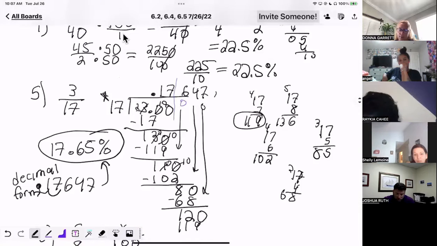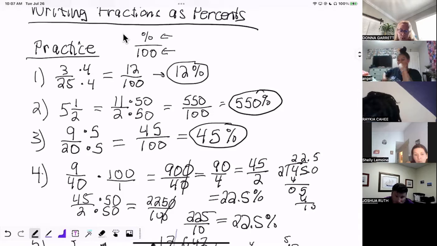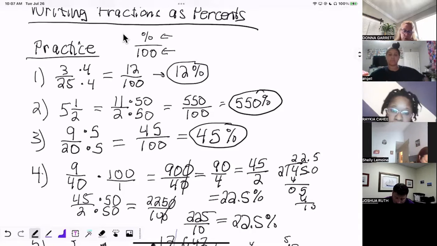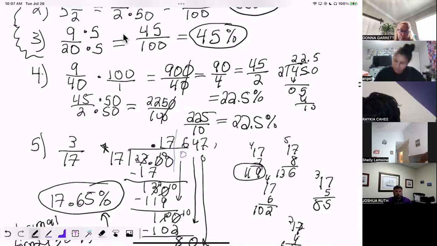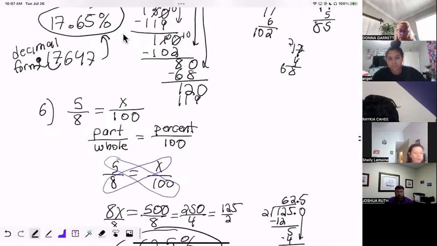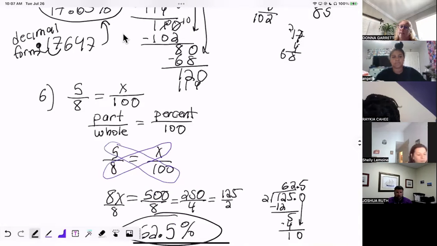Okay, so if it's already something you can multiply to get 100, I would do this first. If you can multiply to get 100, this is what I would do. Then your percent's right there. We're going to forget about this set problem, and we're going to do the rest of them this way. How's that? I like that.